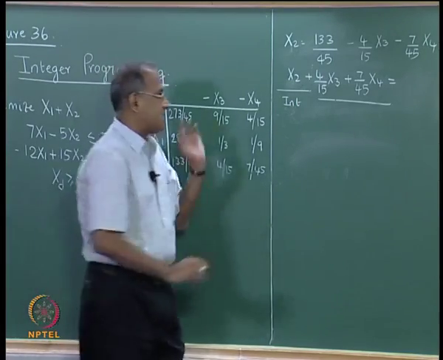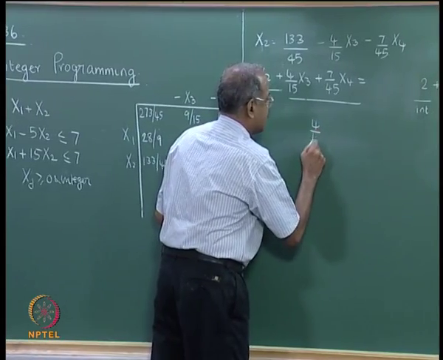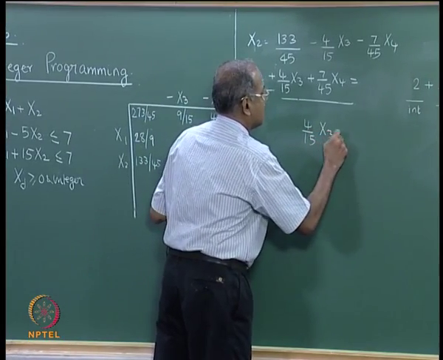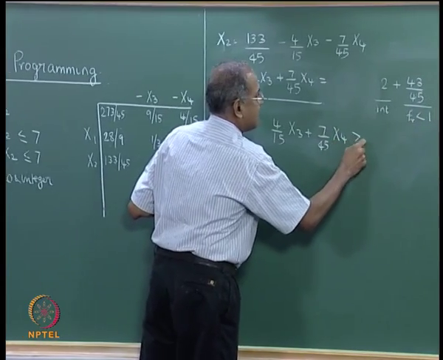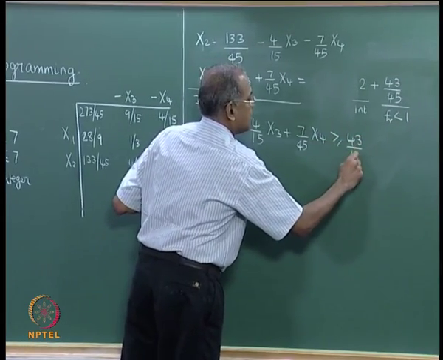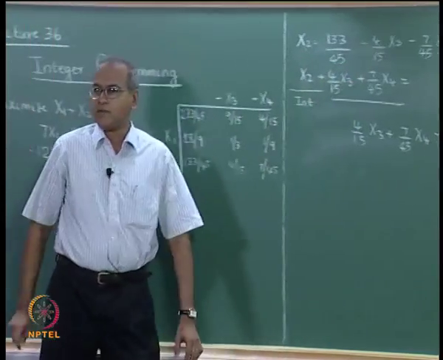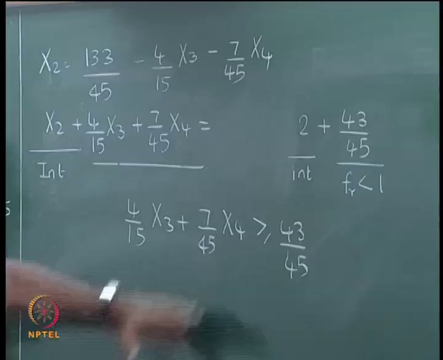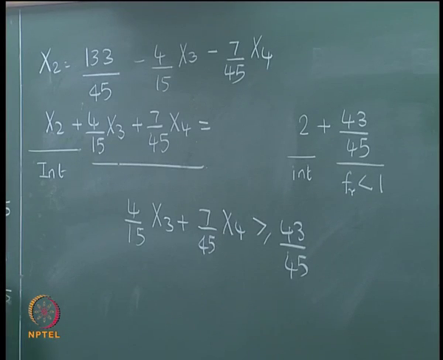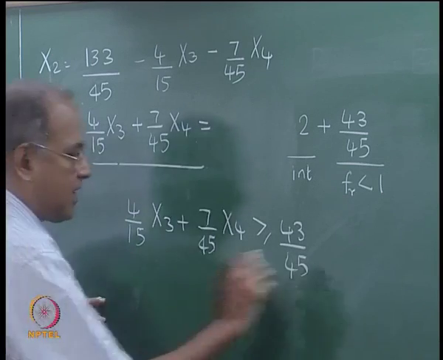So we write this as 4 by 15 x3 plus 7 by 45 x4 is greater than or equal to 43 by 45, because this is either 43 by 45 or 1 and 43 by 45 and so on. So this is essentially the Gomori cut.